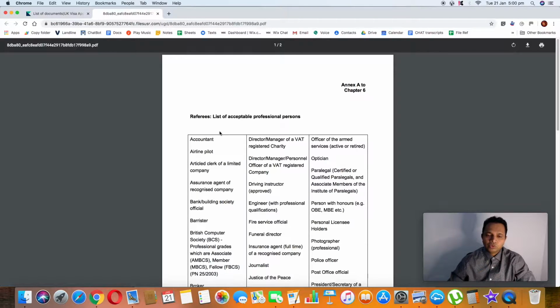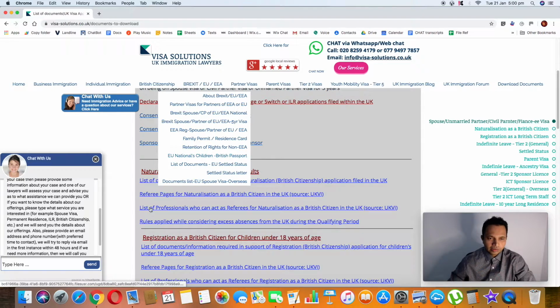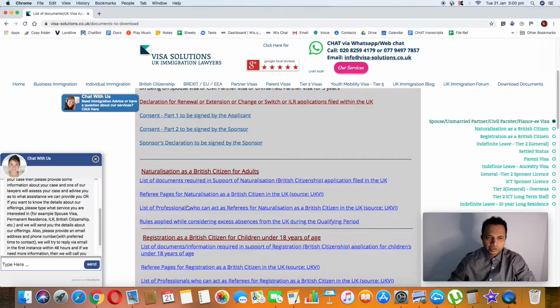Usually the referee should have known you for about 3 years. One of the referees should be a British citizen over the age of 25, and the other referee should be one of the professionals listed on this list. Okay, going back. So first is the list of documents, then the referee pages, then the list of professionals.